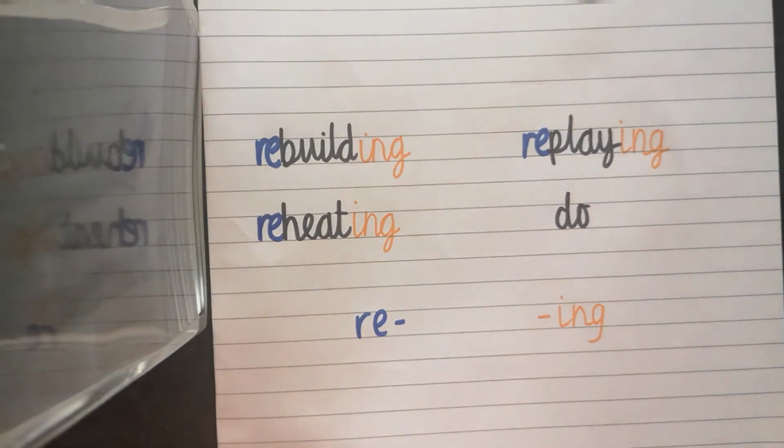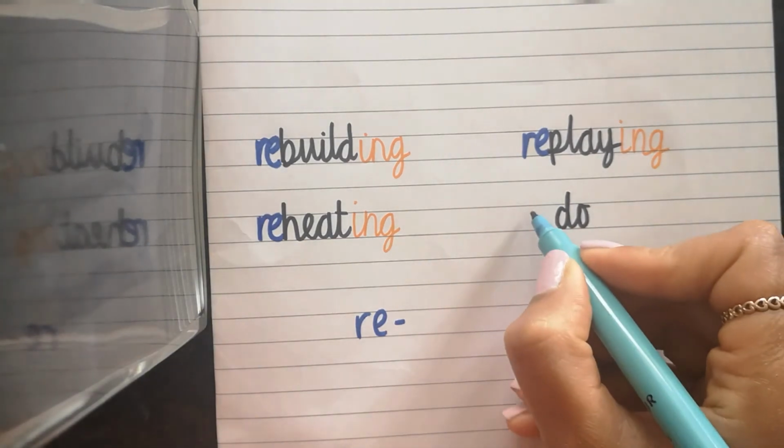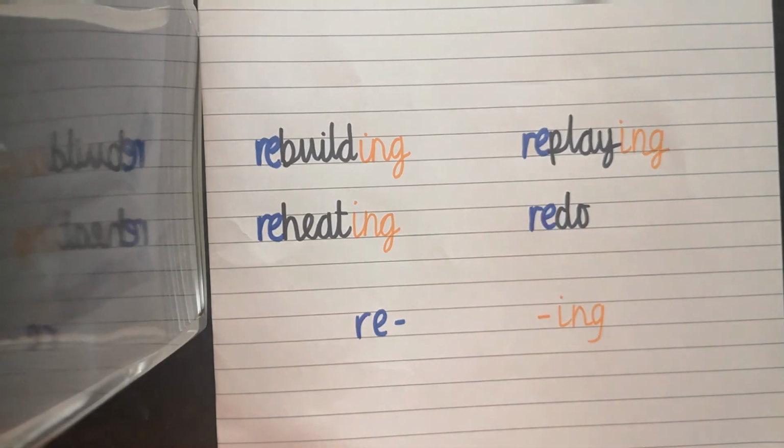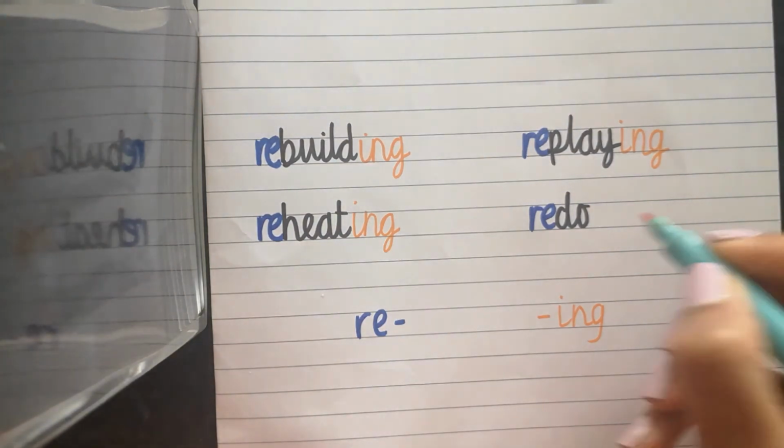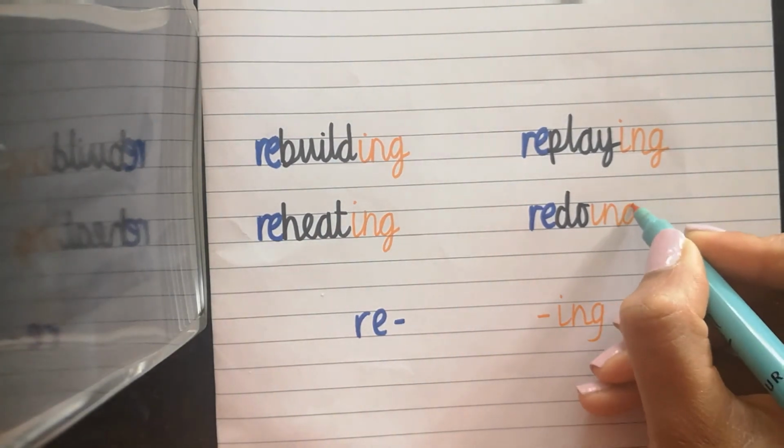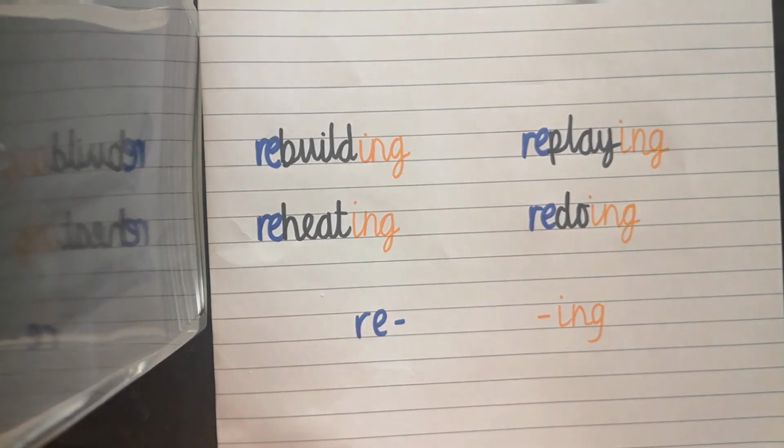And then the last one is do. So when you do something, and if I did something and I didn't like it or I didn't do it properly, I could redo it, and then I can add the suffix ing on it to make redoing.